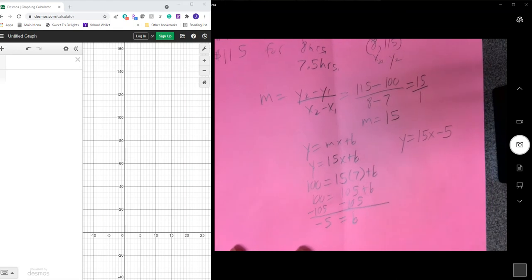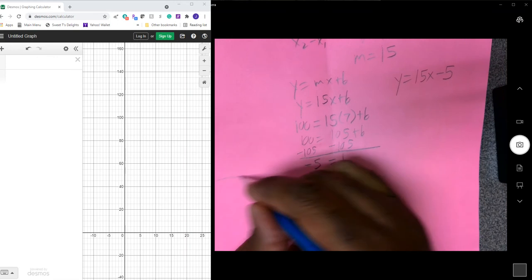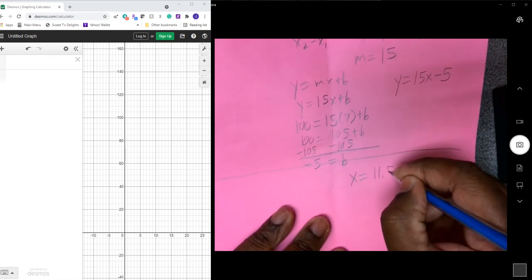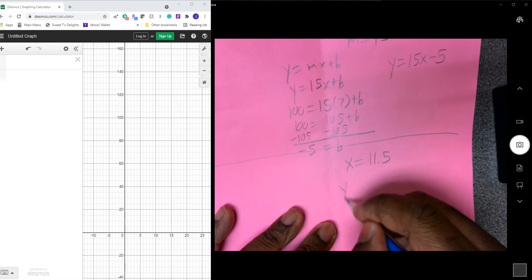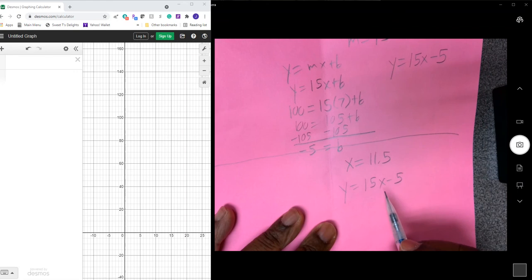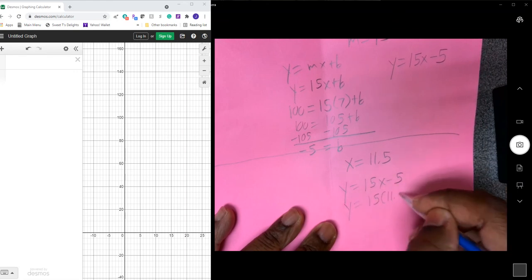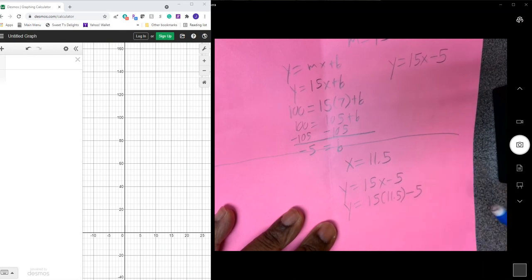So let's test this theory. Let's say that you wanted to know how much you're supposed to charge for 11 and a half hours. So let's say you have a situation where you're trying to charge for 11 and a half hours. So you would say x is equal to 11.5. So we would take that formula, y is equal to 15x minus 5, and we will put 11 and a half in for x. So we have y is equal to 15 times 11.5 minus 5.